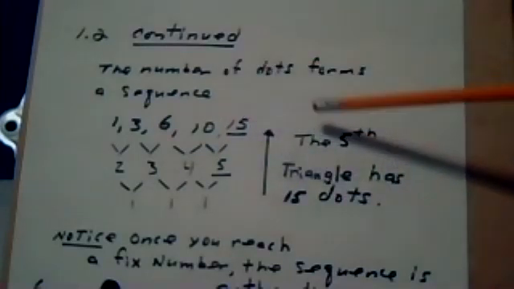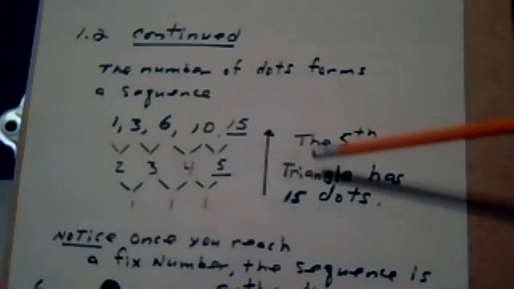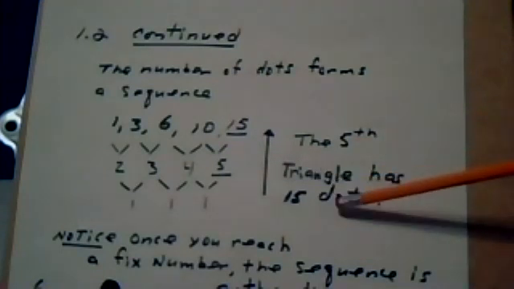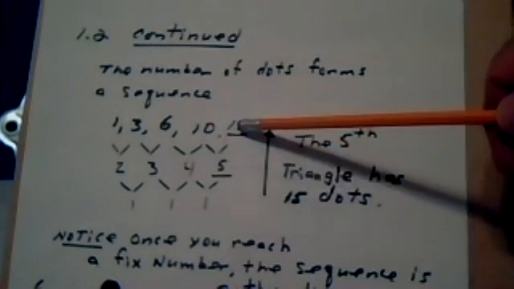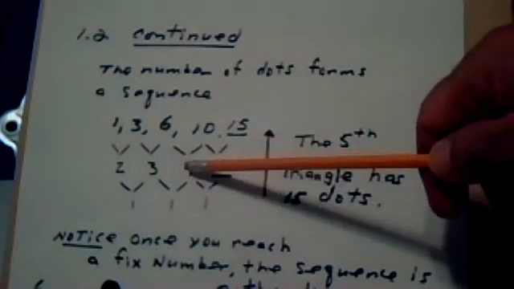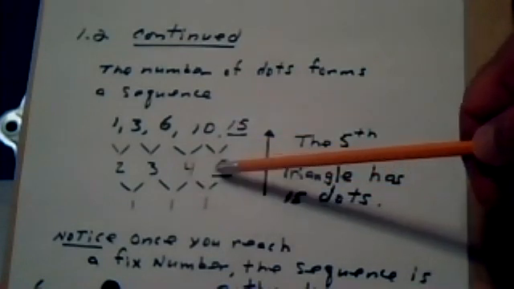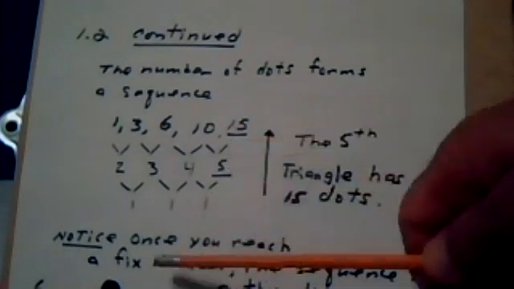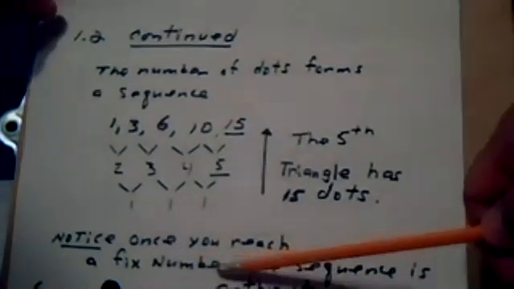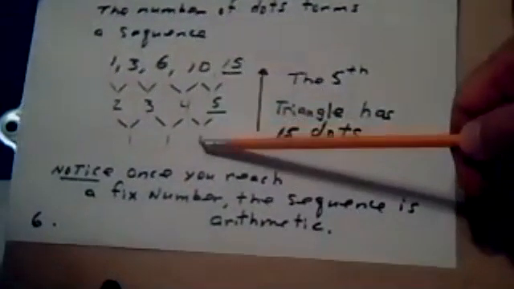So the fifth triangle has 15 dots. Notice 10 plus 5 is 15. And this 5, well, we added a 1 to the 4. So we pass the information up until we get it to where we need it. Once you reach a fixed number, the sequence is arithmetic, and it tells you should start going up.